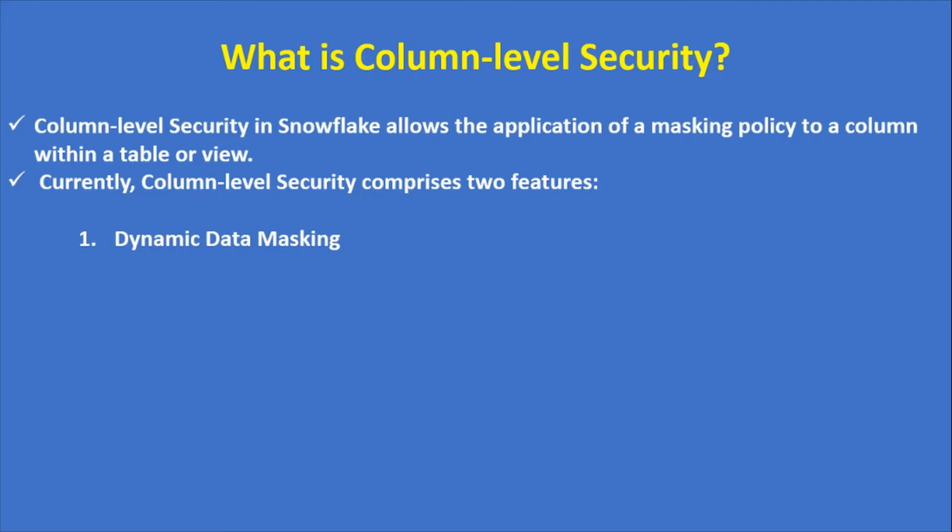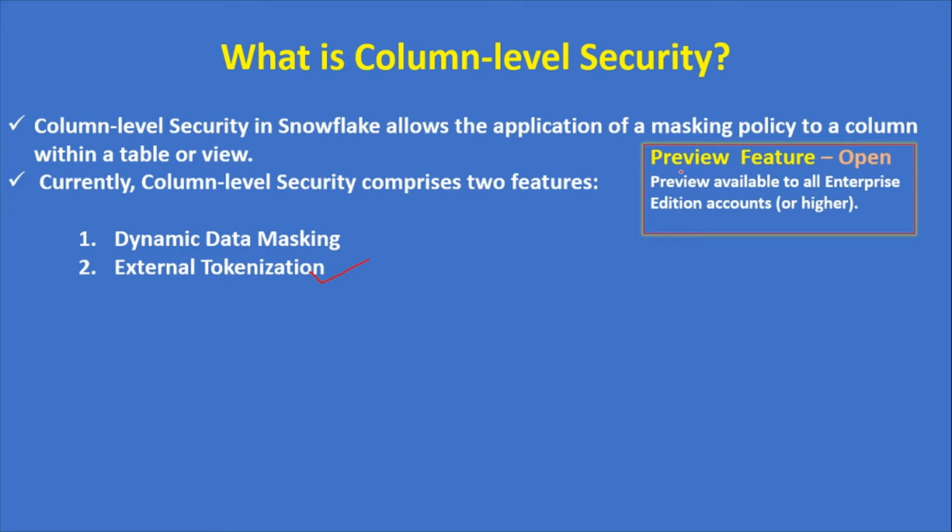Currently, column level security comprises two features. First one is the dynamic data masking, and second one is the external tokenization. That means to apply column level security in Snowflake, we have two options. One is by using the dynamic data masking, and second one is the external tokenization. This preview feature is now open, preview available to all enterprise accounts or higher.